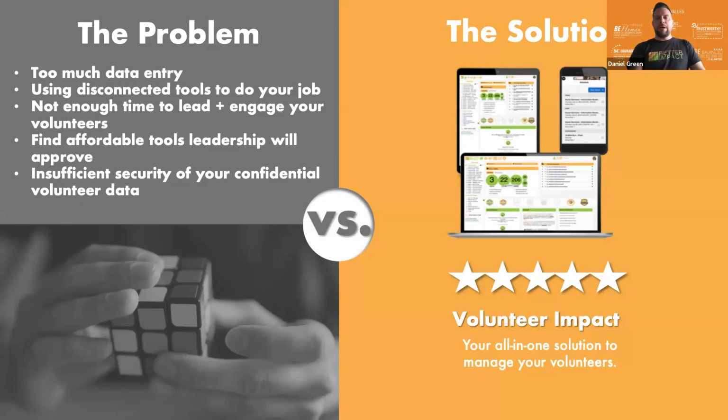There we go. So, finding affordable tools leadership will approve. We all know everyone has a budget, right? And there are some affordable tools out there. And sometimes you may have to consider, what is this costing your company in lack of software, which hopefully you can bring to the table for your leadership team to approve. And then it could be having insufficient security of your confidential volunteer data, which, as we all know, is very crucial in this day and age of modern technology. Well, hopefully for most of you, Better Impact has the solution.